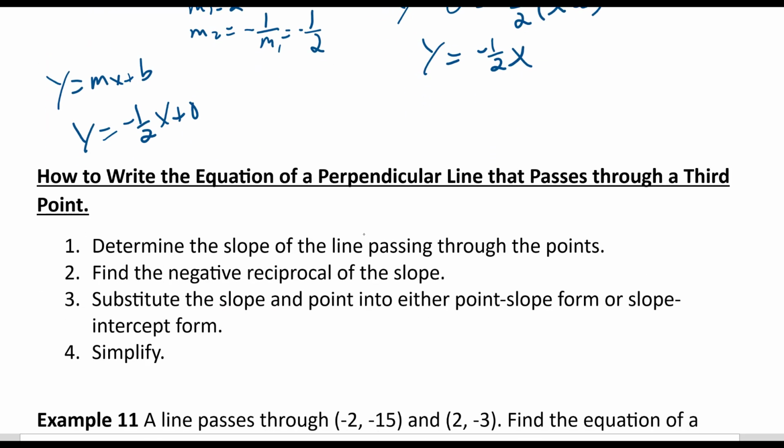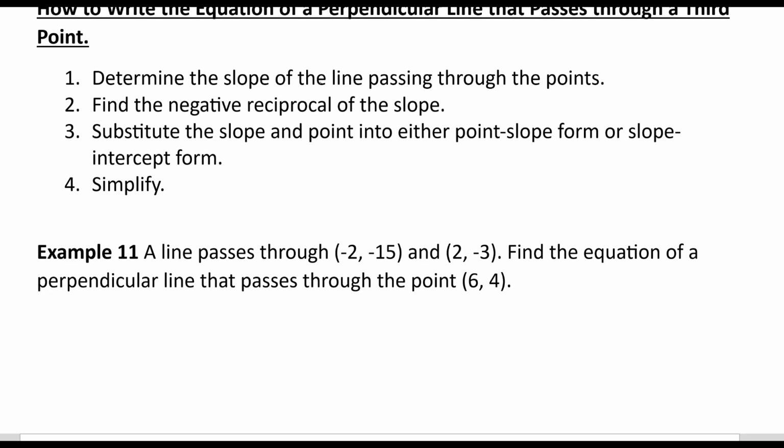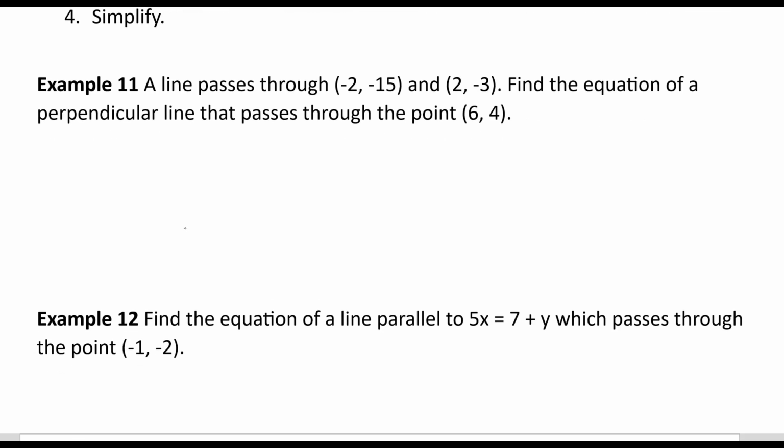Okay, how to write the equation of a perpendicular line that passes through a third point. Determine the slope of the line passing through the points. Find the negative reciprocal of the slope. Substitute the slope and point into either point slope form or slope intercept form, and simplify. So a line passes through these 2 points, and find the equation of the perpendicular that passes through 6, 4.